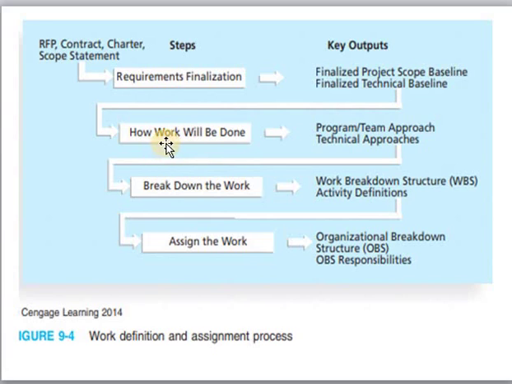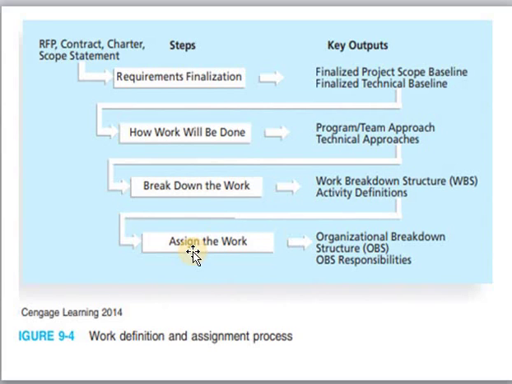So, defining the set of techniques using which we can define how the work will be done, the outcome for this step will be the program or team approach or technical approaches. Using these approaches, we can break down the larger units of the project into smaller ones. So, as an output, we will get the work breakdown structure, which is also called WBS, activities definition. A WBS contains all the activities and their sub-activities and sub-tasks.